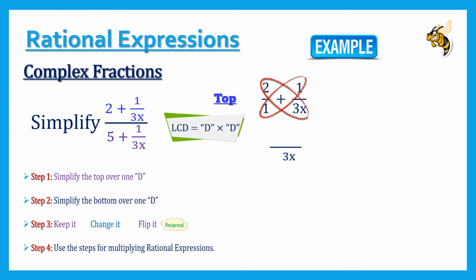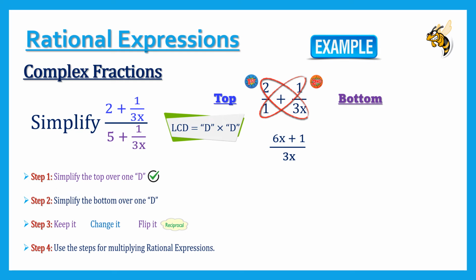I want to make sure that the first numerator dictates what comes first, and our second numerator dictates what comes second. And we're adding, so there should be an addition sign between both terms. 2 times 3x is 6x, plus 1 times 1 is 1. Now let's focus on the bottom.